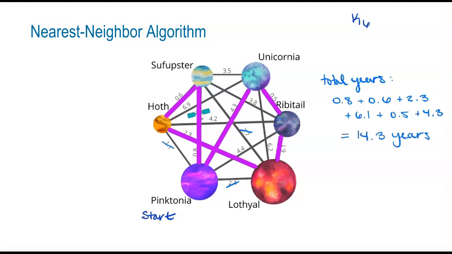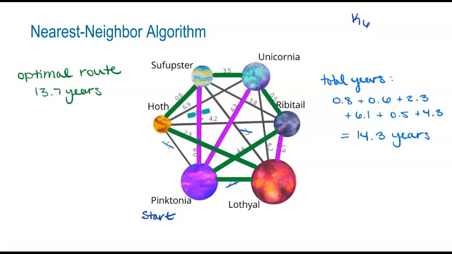Now, while the nearest neighbor algorithm does give us a solution, it does not guarantee that it's an optimal route. In fact, in this case, the optimal route would look like this, giving us a total of 13.7 years. But since this is K6, there are 120 Hamilton circuits to check. Even if we cut that in half and ignored the reverse routes, we would still have to check 60 different options. The nearest neighbor algorithm saved us a lot of time in calculating. It just didn't give us the optimal route.